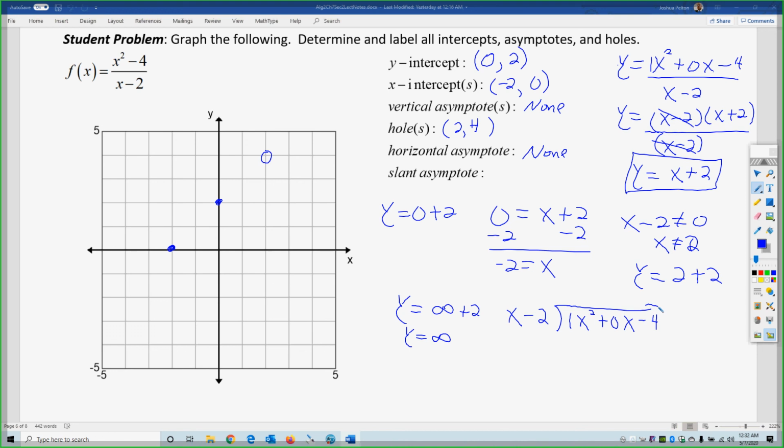All right, so the first multiple is x, so x times x gives me x squared. X times -2 gives me -2x. So if I subtract, I get 2x minus 4. So my next multiple is 2. So I get 2x minus 4, and I get no remainder. So my slant asymptote is y equals x plus 2. So my slant is the simplified function.